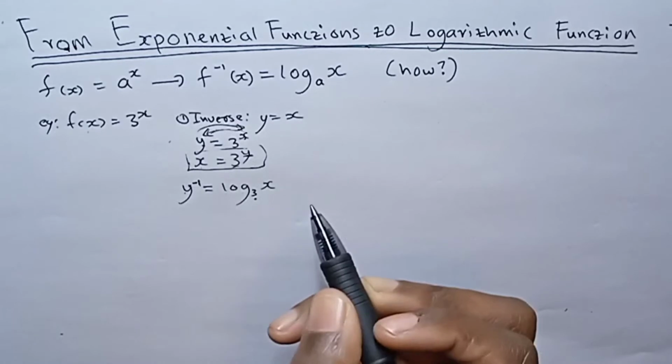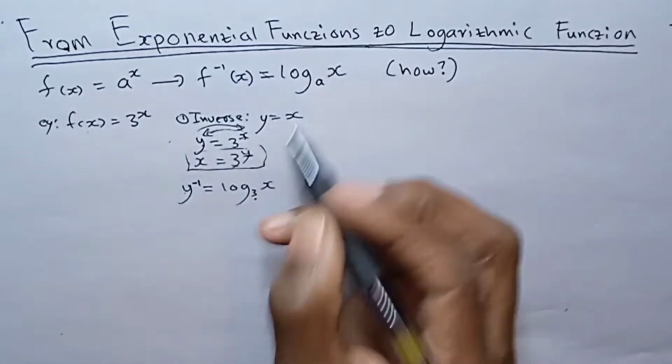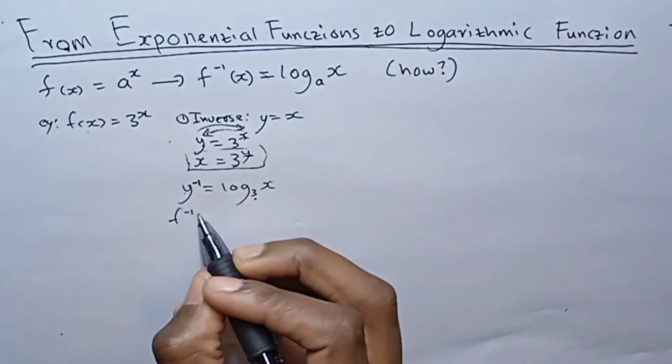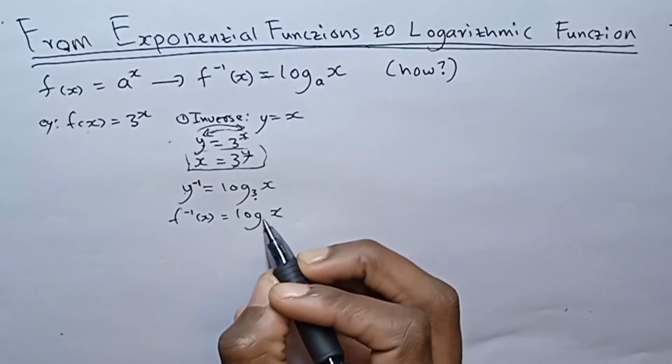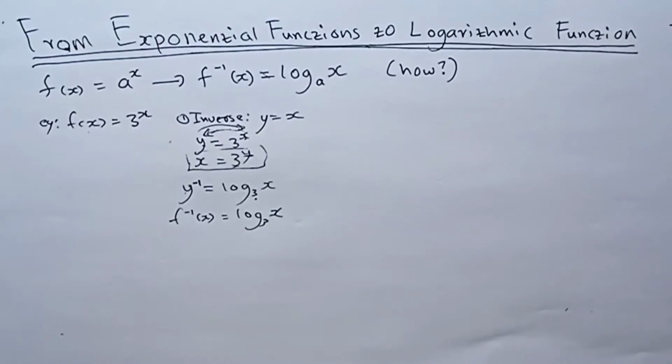But if they tell you to represent your answer in this form, you're just going to write f of the inverse x is equal to log x to base 3. Then there you have it, guys. There you have it. So I can make the second example.